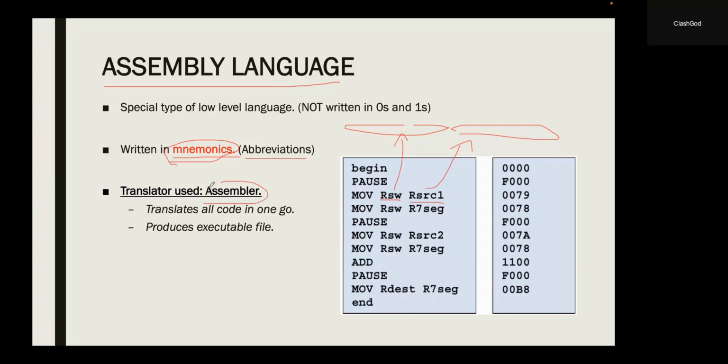It uses this thing called an assembler that is really similar to a compiler. It also translates all the code in one go, translates this entire piece into zeros and ones, and it produces an executable file as well. So that is assembly language. It's a special type of low-level language. You have to remember it is written in mnemonics, and it uses a translator called the assembler, which is very similar to the compiler. It translates all the code in one go and produces an executable file.